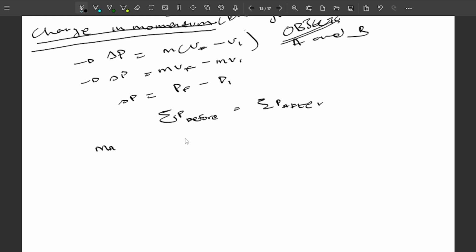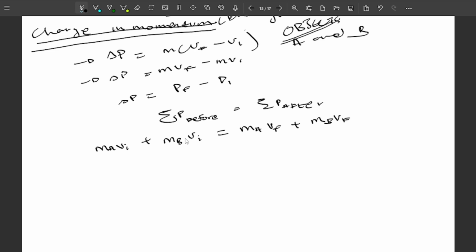Now, in order for you to calculate it, you just have to sum both of the momentums of those two objects before and after. So basically, you're going to say the mass of A times its initial velocity, plus the mass of B times its initial velocity, equals the mass of A times the final velocity plus the mass of B times the final velocity, right?